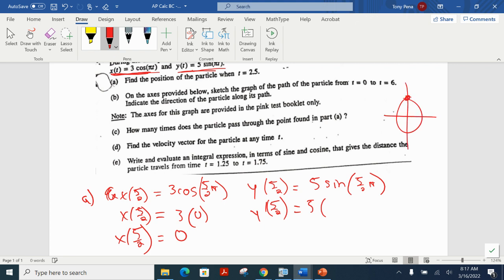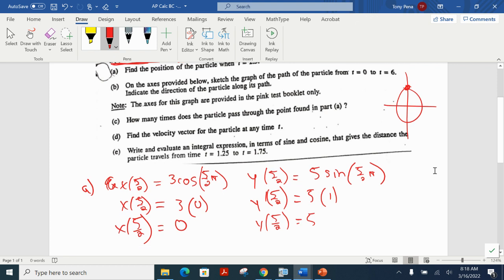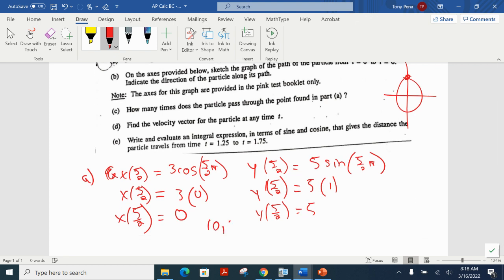So that's just up here at the pi over 2, so that's going to be a 1. So then my y position is 5. Okay, you can leave it like that. If you want to write it as a point, it's at the point 0, comma 5. All right, so this is where we are at that time.